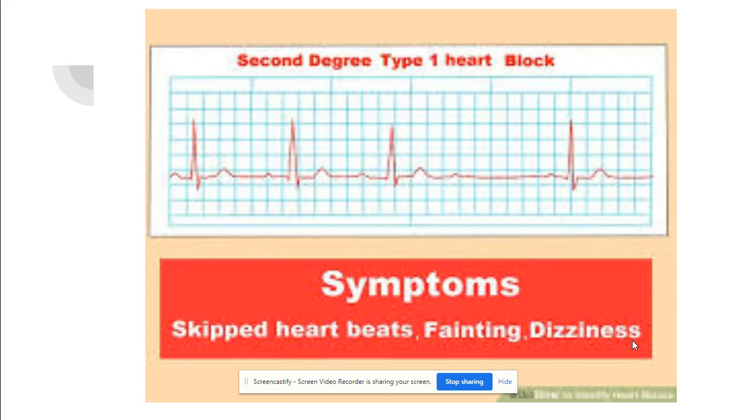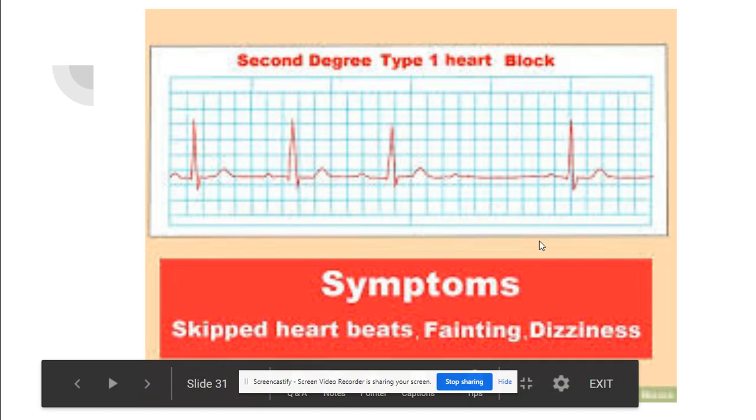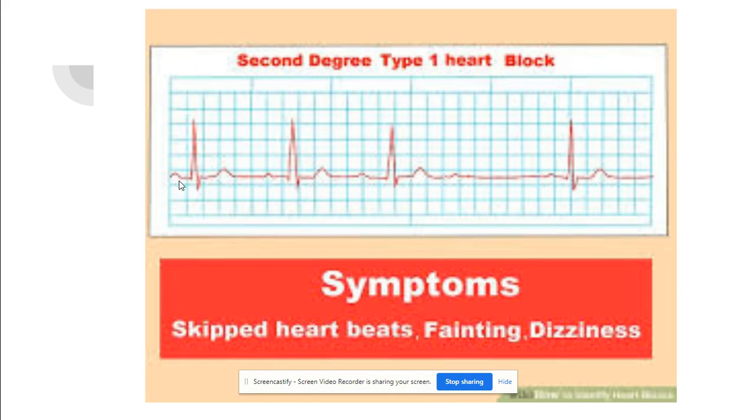A second degree type 1 or Mobitz type 1 Wenckebach, this is another example. The patient's going to feel some skipped heartbeats, maybe fainting and dizziness. So again, PRI is okay, but a little longer, even longer, and really long, and a dropped beat.